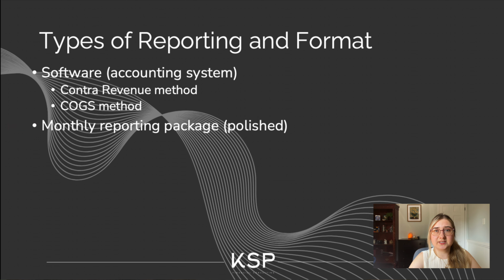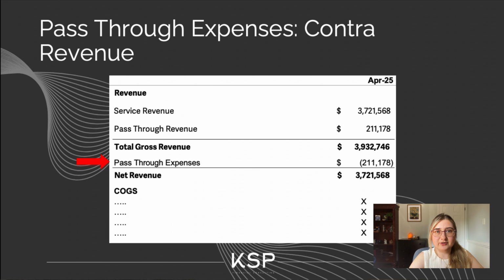When it comes to specifics in terms of how to list the revenue and the pass-throughs, there are really two ways that you can do this in your software. You could use the contra revenue method, or you could use the cost of goods sold method. For contra revenue, you create a contra revenue account and you record all of your pass-through expenses as a negative revenue. So you can see over here in this example, there are two separate line items for revenue. There's the service revenue and there's pass-through revenue. These are just dumbed down a little bit for simplicity. And then you notice that this comprises the gross revenue, and then the pass-through expenses are listed as a contra revenue account, and by subtracting them, you arrive at the net revenue.